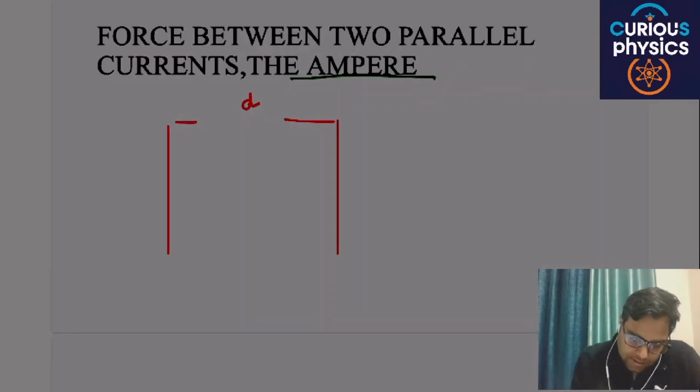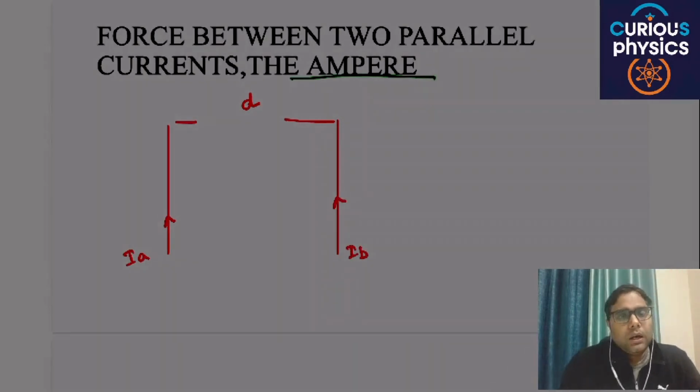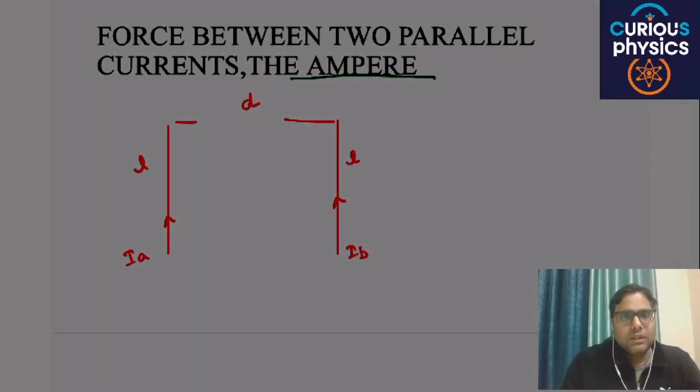Let's say this is IA, current is passing through this, and IB is passing through this, and both are, you can say, infinitely long wires, or you can say L is the length of these wires. Are you able to understand my point or not?